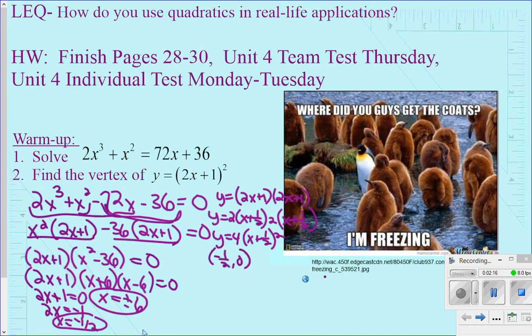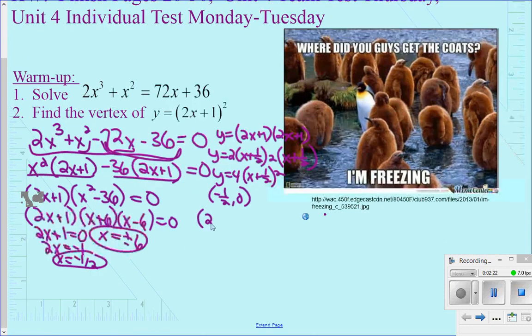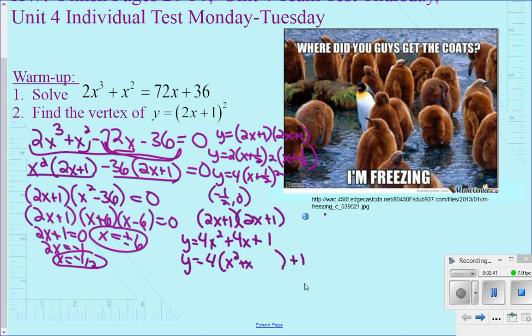The other way involves first multiplying out the binomial, so squaring 2x plus 1. So when I square 2x plus 1 correctly, I get 4x squared plus 4x plus 1, and that equals y. Now I need to get that from standard form into vertex form so I can complete the square. Factoring out the 4, I'm left with x squared plus x. The 1 stays out. I take half of 1, which is 1/2, and square it, which is 1/4. That completes the square. 1/4 times 4 is 1 that I randomly added. So I'm going to subtract the 1 that I randomly added.